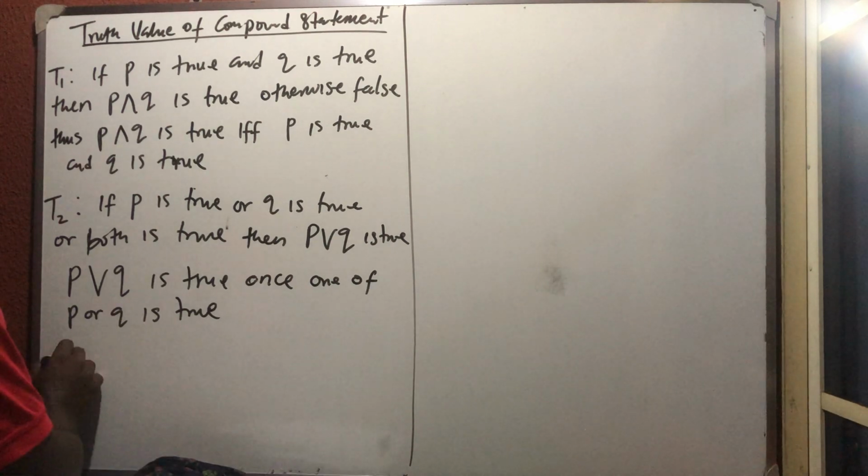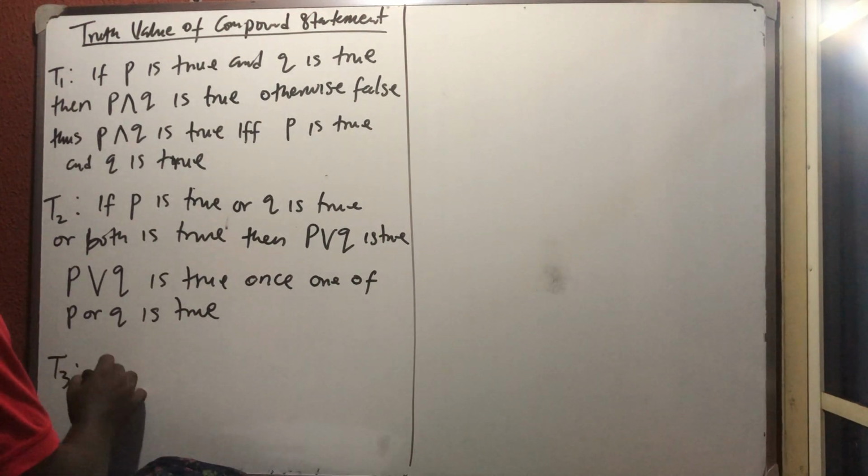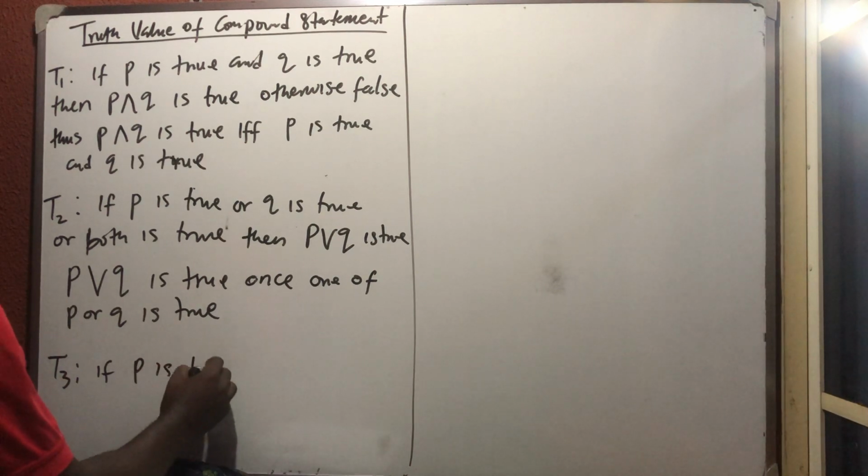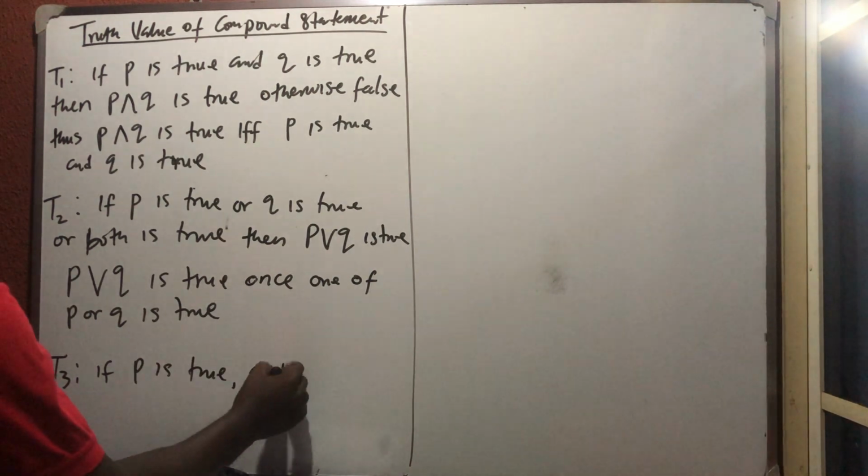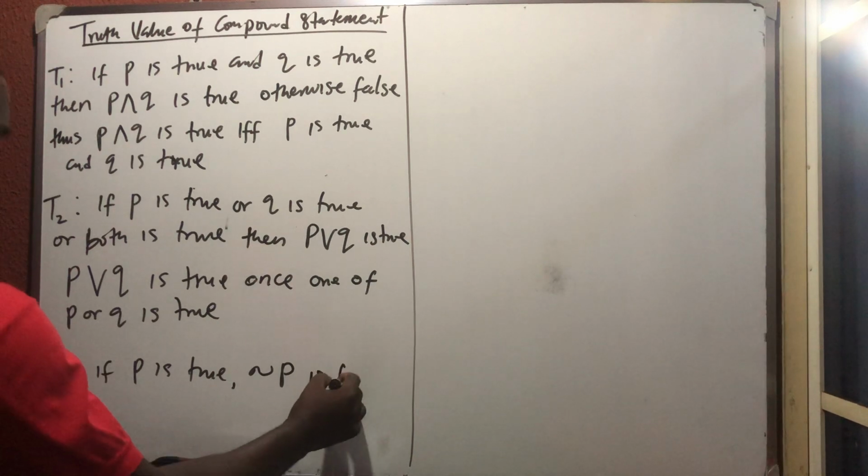So the next one is that T3 said that if P is true, automatically the negation of P must be false.